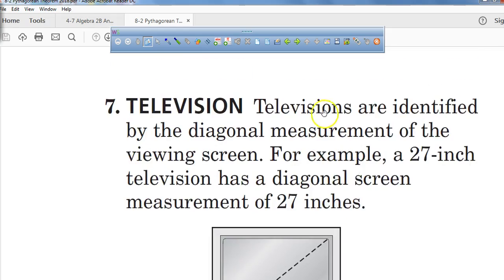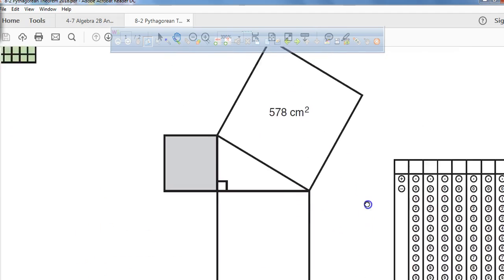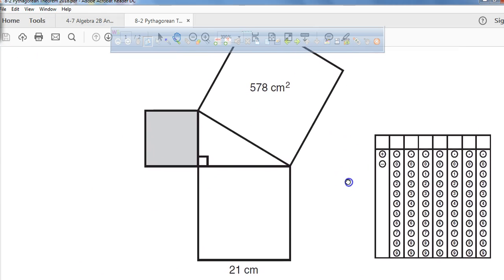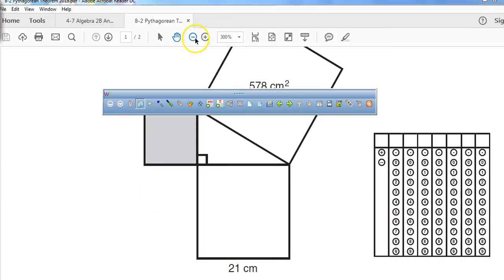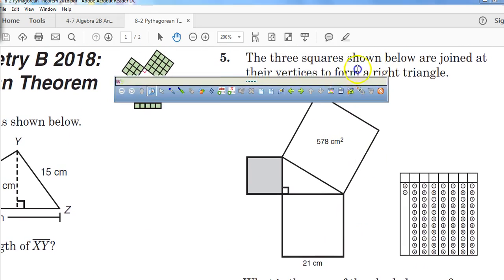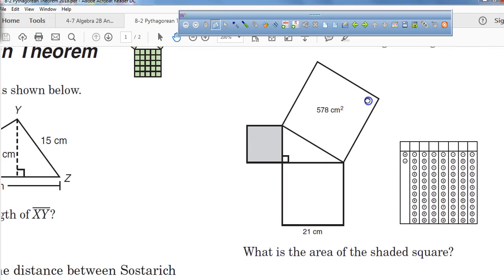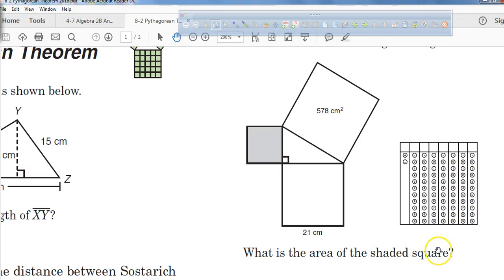Now, moving on over here, I want you to understand what I am asking you to do. I'm going to zoom out just a bit. It says, the 3 squares shown below are joined at their vertices to form a right triangle. What is the area of the shaded square?